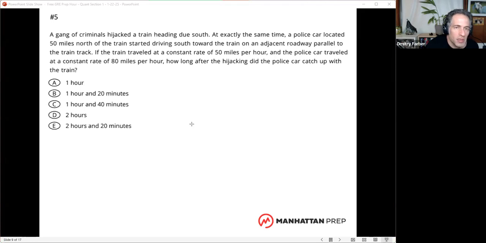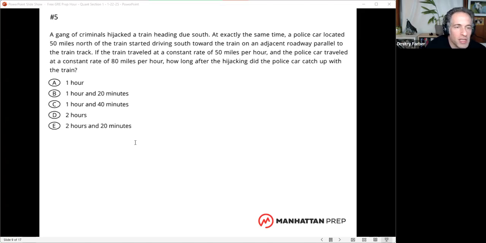Gang of criminals. I imagine like an old black and white movie with the fancy 1920s car and all that, corny dialects and all that. But okay. So, they hijacked a train. The police are chasing them. We can build this story out.